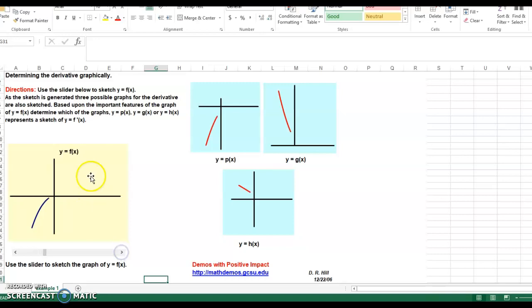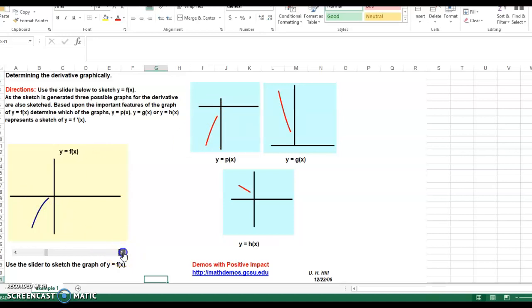So this is the original function. The original function is starting to look like this. One of these three is the derivative of this function. Now, notice, I'm going to guess right now, you can see that the curve is rising, f of x is rising. The derivative would be positive, which means my derivative has to lie above the x-axis. So I'm going to cross out p. P cannot be my derivative here because it is lying below the x-axis.